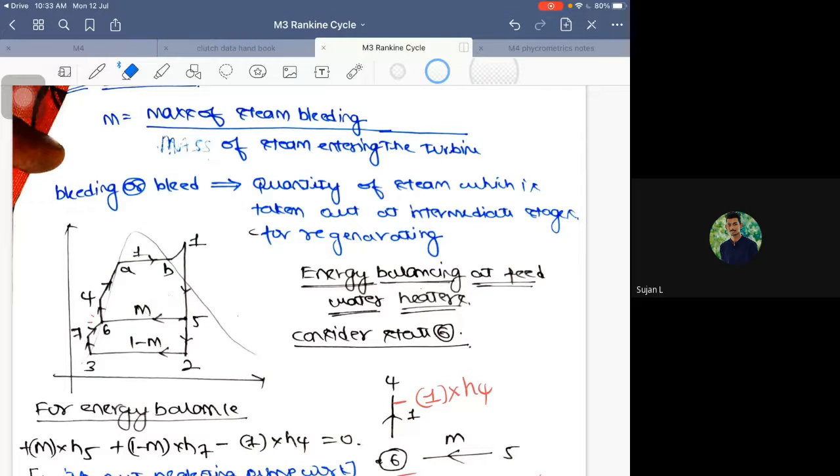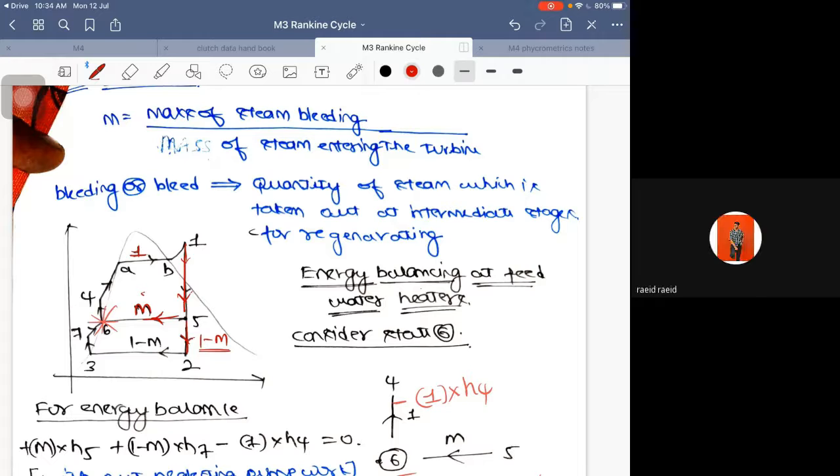Concept number 2. Always remember this particular diagram, the diagram of the regeneration with one feed water heater. We always consider that one unit of fluid is entering the turbine. M is the mass of steam which is bled, and we already know how to calculate it. So if one is coming in and M is taken out, whatever is remaining is 1 minus M. Out of 1, if you take out M, 1 minus M remains, which goes to the next stage of expansion, 5 to 2. Got it?